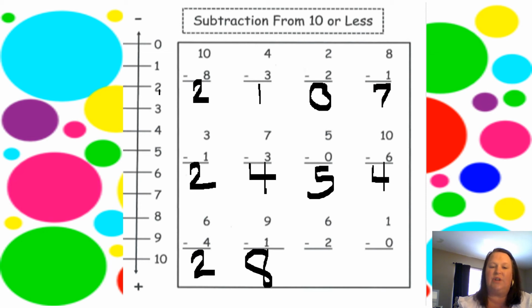6 minus 2. Show you on your hands. We have 6. Right here, 6. 5, 6. We're going to take 2 away. 1, 2. How many do I have left? I have 4. 6 minus 2 is 4.